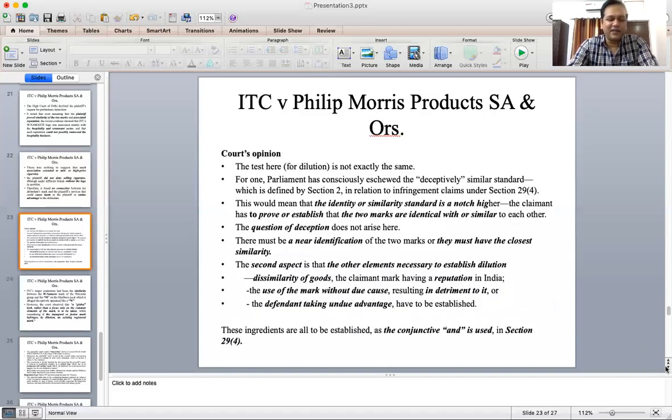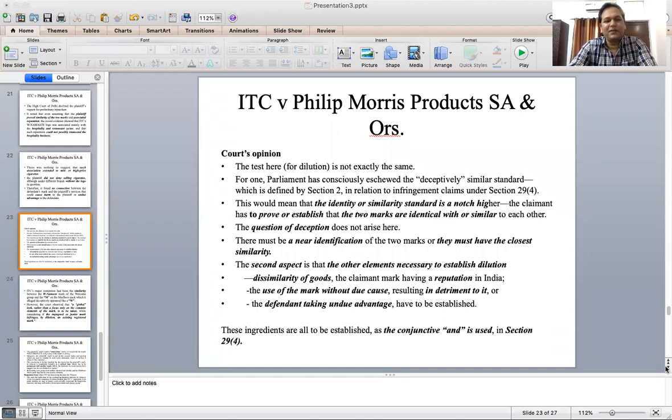Now we can summarize the court's opinion. So there are certain points which you may remember when you discuss the violation of or dilution of trademarks. First thing was that the test here, that is for dilution, is not exactly the same. So what was the purpose? Why have we included this very provision which deals with trademark dilution?